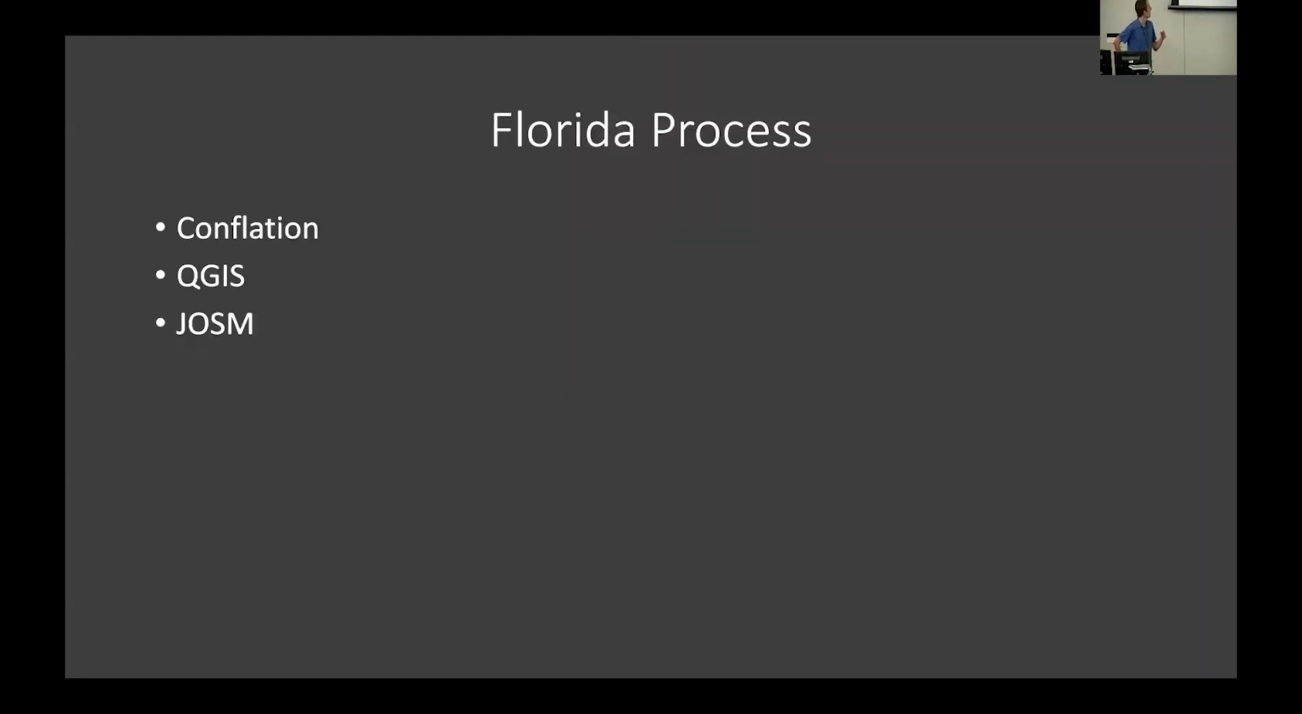So for Florida, I've come up with a process to do the Florida data, and I'd like to cover that. There's three main things, but conflation takes up most of my time, just figuring out how to work the data in with what's already on OpenStreetMap. And then I use two tools, QGIS and JOSM, to run my whole process of getting that conflation done and getting the data on OpenStreetMap.